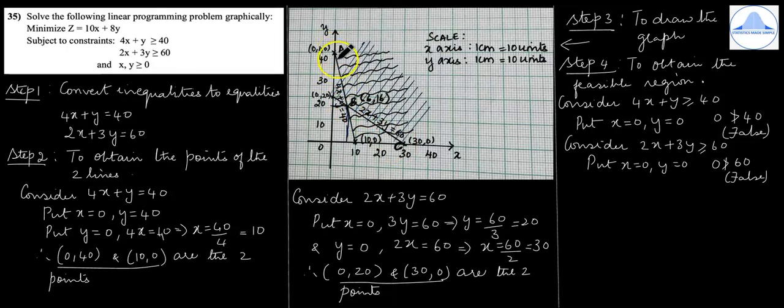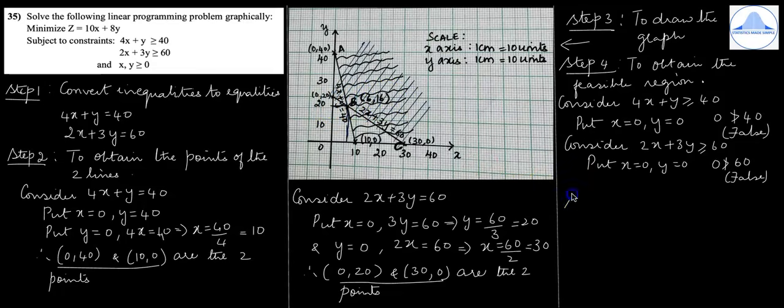So the corner points are A, B and C. So A is 0, 40 and C is 30, 0. Now you have to find out B correctly. So B, if you see here on the x-axis, this point will be 6, and on the y-axis this point over here is 16. So B is 6, 16.